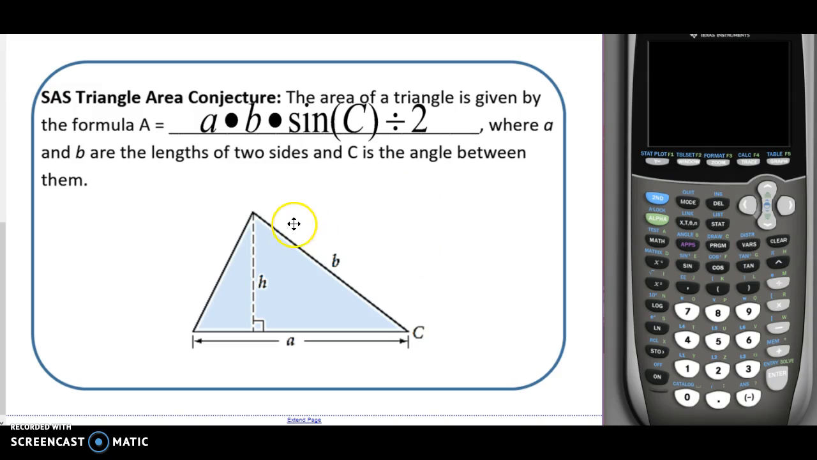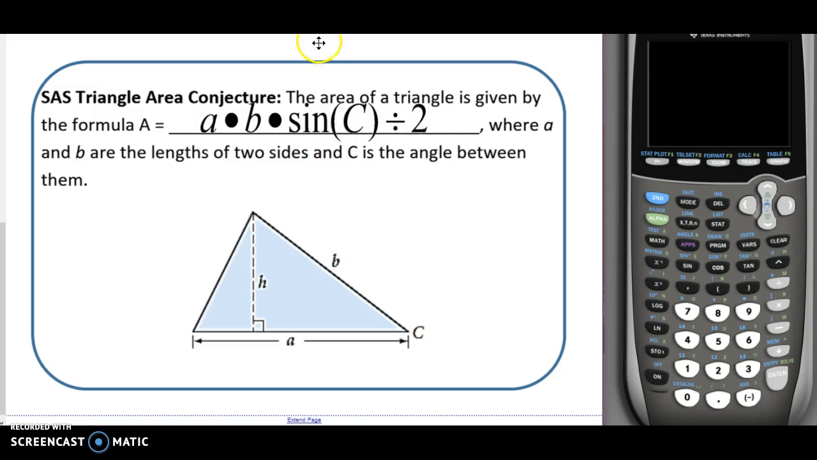This is a formula that can find the area of a triangle when you do not have the height, but you have the base and a side and the included angle between the base and the side. So all you have to do is you take the A value, which is the base in this case, multiply by the B value, which is a side of the triangle, and then we're going to multiply by the sine of the angle that is between those two sides, and then because it's a triangle, divide by 2.